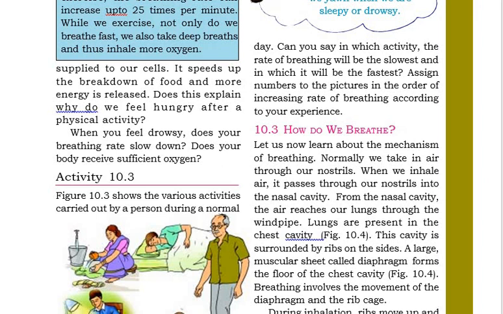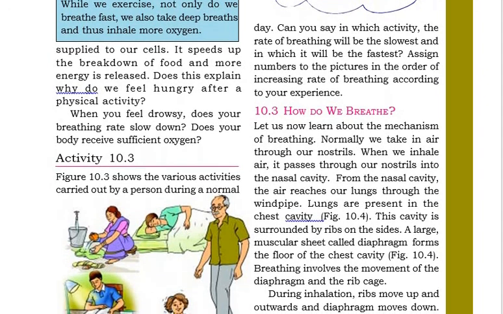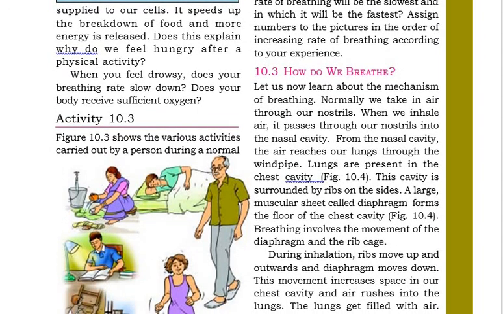Now next one, activity 10.3. Look at this picture on the screen. Here in the various pictures, some activities are carried out by a person during a normal day. Can you say in which activity the rate of breathing will be the slowest and in which it will be the fastest? So you can see different activities are done by the persons.